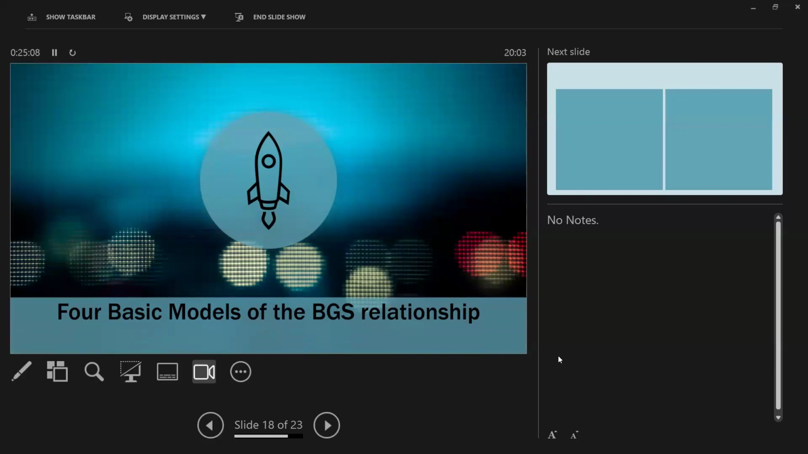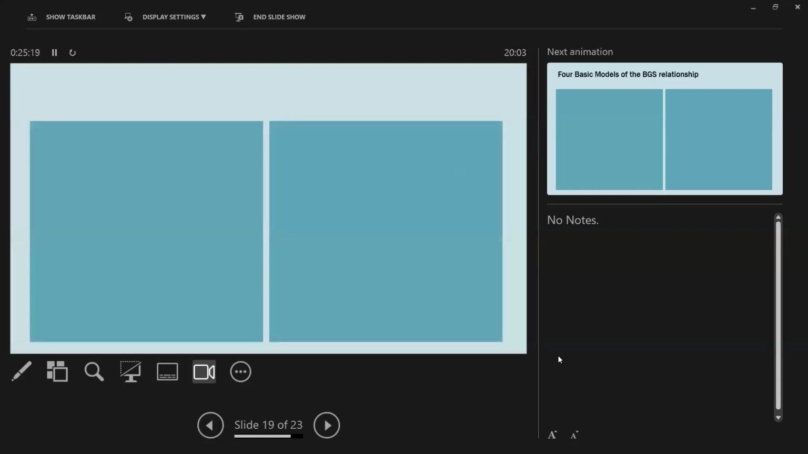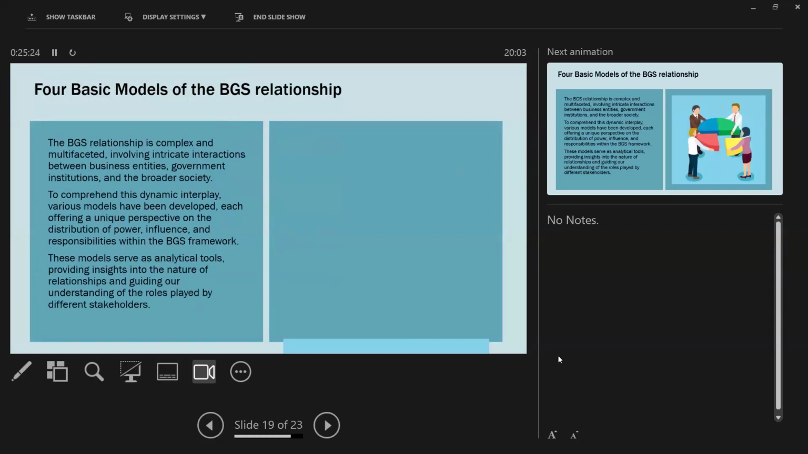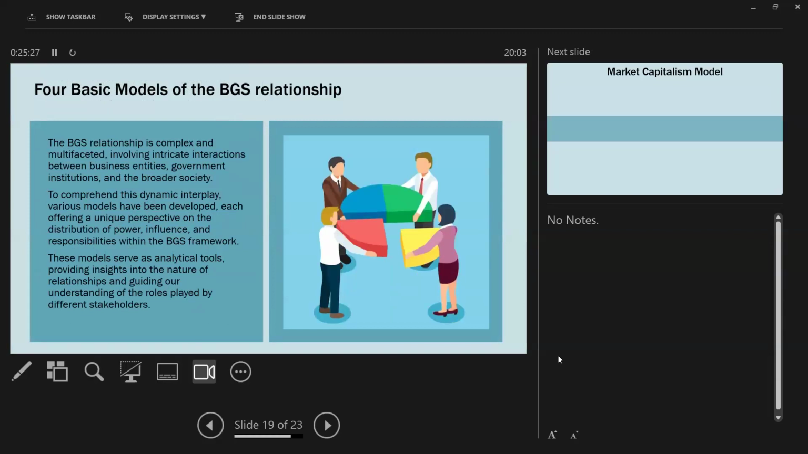Now, let's look at the four basic models that make up the BGS relationship. These are the pillars of the BGS relationship. The BGS relationship is complex and multifaceted. It involves intricate interactions between business entities, government, and the broader society.